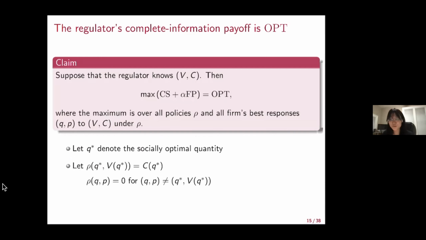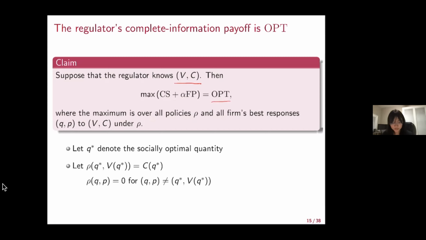So what happens when the regulator knows the demand and the cost functions, and he can choose a policy according to that knowledge. This claim shows that if the regulator knows V and C, then he can choose a policy to make sure that he gets the maximum total surplus in the market. So his payoff is equal to the maximum total surplus if he knows V and C. The optimal policy is very simple.